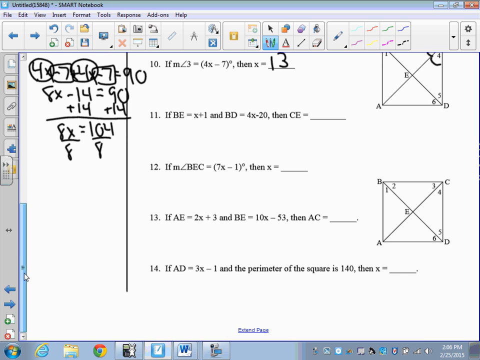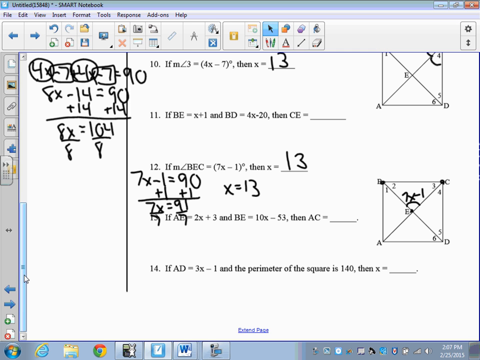Let's move on to number 12. The measure of angle BEC is 7x minus 1. So remember, we have BEC. So this angle here is 7x minus 1. A rectangle, or sorry, square is a rhombus, so we know that's equal to 90 because the diagonals are perpendicular. So we get x is equal to 13 again.